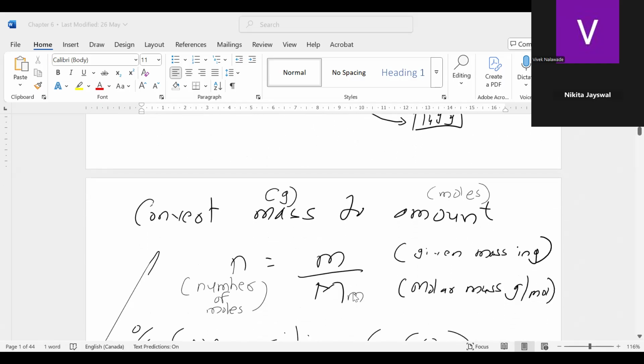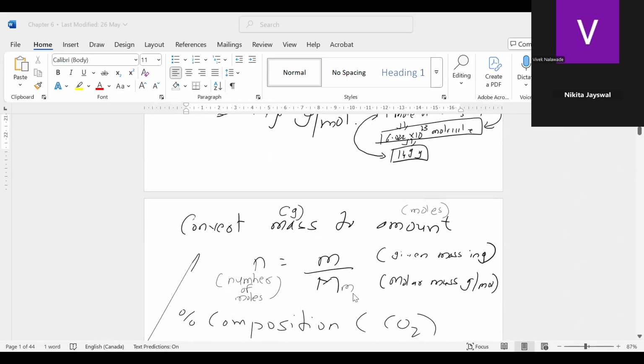Now the next part is you should know how to convert mass to amount. Mass is generally given to us in grams and amount is nothing but the moles. So the formula for that is n equals m over capital M, where n is the number of moles, m is the mass in grams, and capital M is the molar mass in grams per mole.